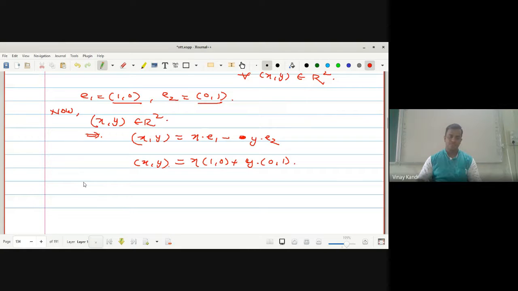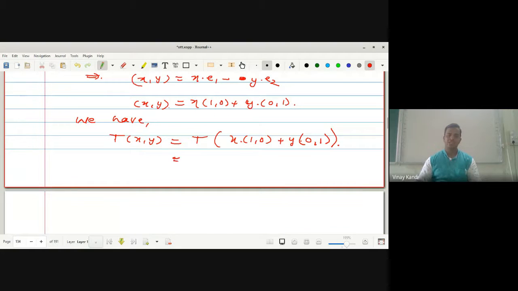Now we have the linear transformation. Apply T on both sides. So T of xy is equal to what? T of x into 1 0 plus y into 0 1. Okay, but T is the linear transformation. So this is x into T of 1 0 plus y into T of 0 1. Okay, but we don't know what is the value of T of 0 1 and T of 1 0.